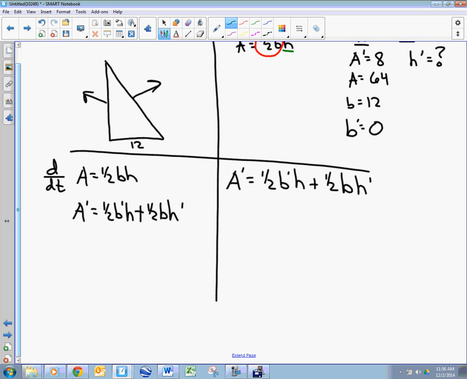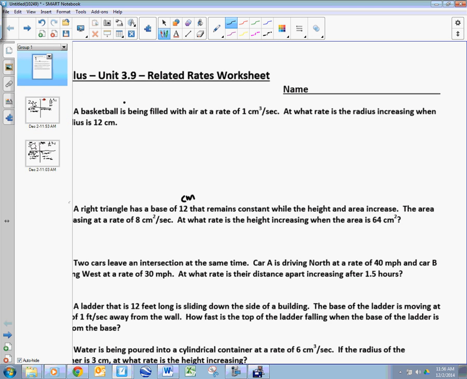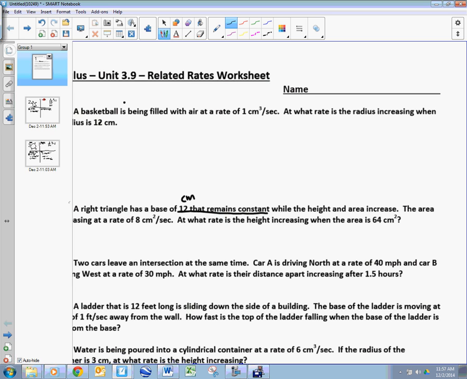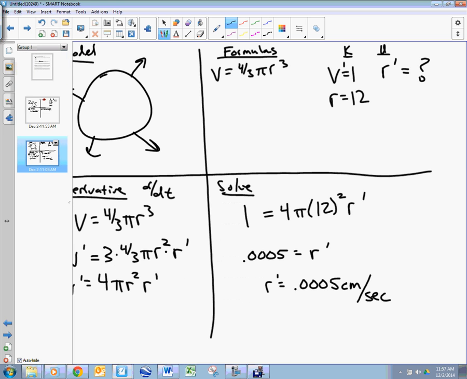In the problem, it says that a right triangle has a base of 12 centimeters that remains constant. Therefore, it's not getting any bigger. It's not getting any smaller. So at what rate is it changing? The change is 0. It's not changing. Right, the derivative of that would be 0.